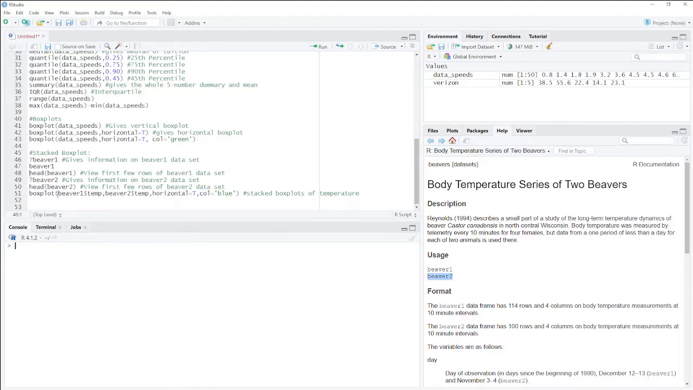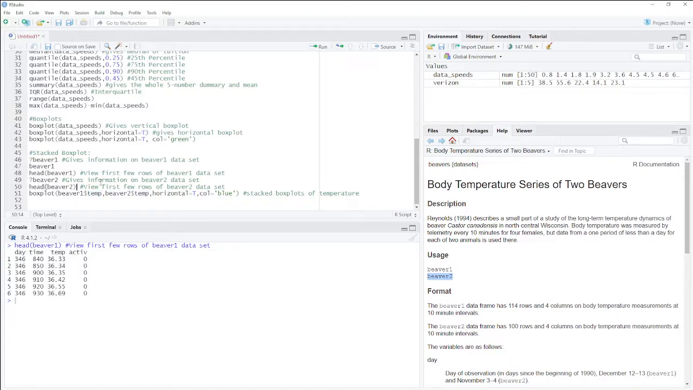So I can use the command boxplot and then type in what I want to make a box plot of. I want to compare Beaver 1 and Beaver 2. And remember, let's look at head again. Whenever you want to specify a specific column in your data set, you have to use the $ sign, right? So I'm looking at the data set Beaver 1. I specifically want to look at the temperature column. So you specify that with a $ sign.